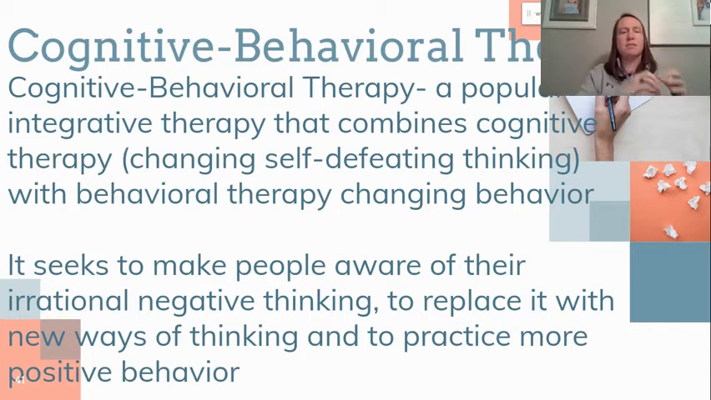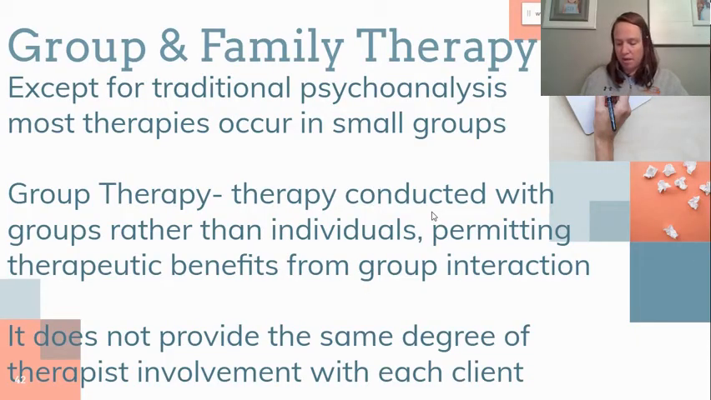We did psychoanalysis, psychodynamic, humanistic, behavioral, cognitive, cognitive behavioral. How many was that? 6. So those are all your subtypes. Now I'm going to describe ways in which you can have therapy. And the ways in which you can have therapy could align to any of these, depending on what group you join, right? So group and family therapy are up next.